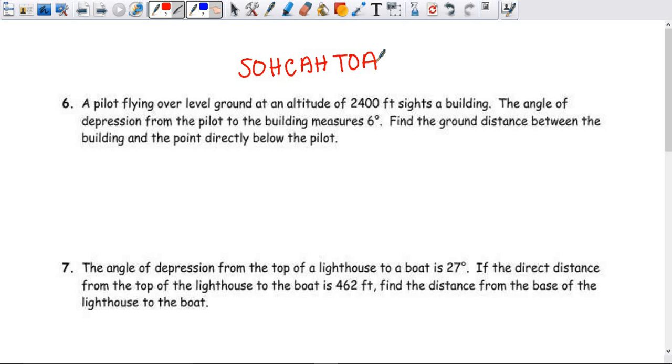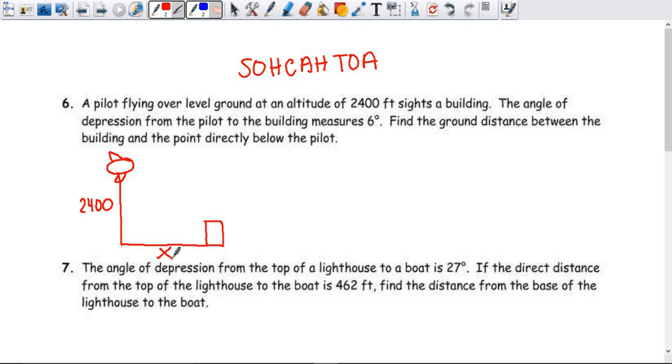All right, let's try to make a picture of this. So we've got a pilot, so they are in a plane up in the sky. They are 2,400 feet off the ground. That's what altitude is. And then they see a building. We'll call that our building. And the angle of depression from the pilot to the building measures 6 degrees. Find the ground distance between the building and the point directly below the plane. So we are going to find this length right here.